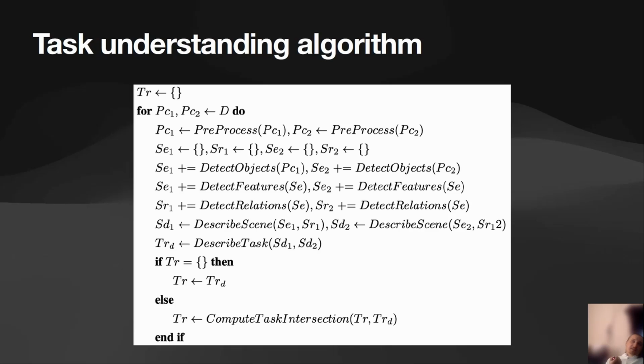Now my system has the possibility to take in several demonstrations in order to improve the quality of task descriptions. So I have a method of task intersection, which is also basically a set intersection for graphs. Given that everything went well, after each demonstration I end up with fewer and fewer rules or requirements for the task.